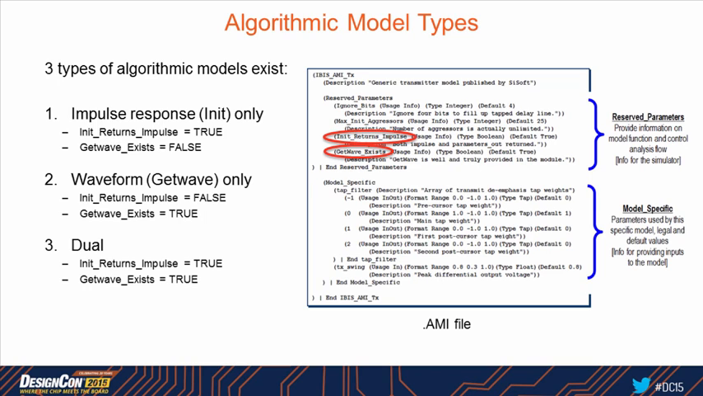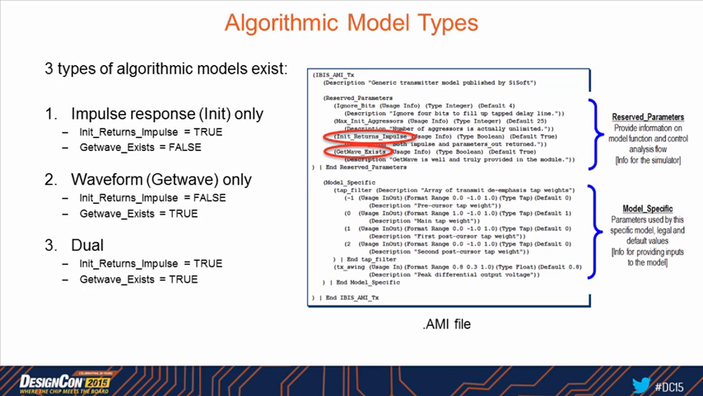And so in that case, if we looked at the model's AMI file, it returns Init is false because the model doesn't know how to process impulse response data, but GetWave exists is true because it knows how to process waveform data. And you can have a third type of model that knows how to do both, where the state of both variables is said to be true. And so what we find is now we have three types of models. Models that only do impulse responses, models that only do bit-by-bit data, or models that do both.